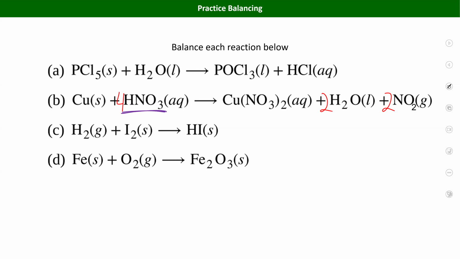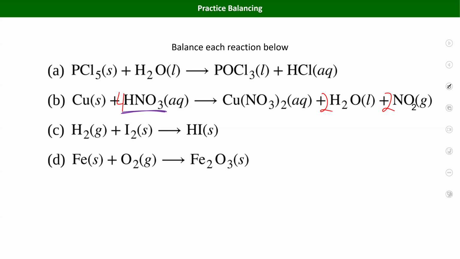Our nitrogens, 4 nitrogens on the left-hand side. 2 there, 2 there, 4 nitrogens on the right-hand side. Got 4 times 3, we got a total of 12 oxygens. 6 oxygens here, plus 4 there, that's 10, plus another 2 oxygens from the water. So that's a total of 12 oxygens, so our oxygens are good. And our hydrogens, we have 4 hydrogens here, and now we have 4 hydrogens on that side. And our coppers are good, 1 copper and 1 copper. So it looks balanced to me now.